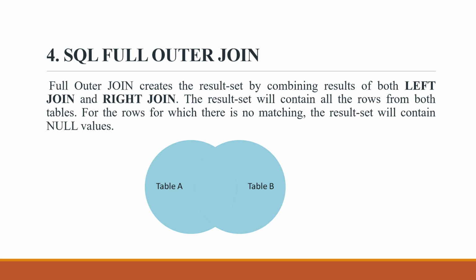It is the fourth type in SQL join, SQL full outer join. Full outer join creates the result set by combining the results of the left join and right join. The result set will contain all the rows from both tables. For the rows for which there is no match, the result set will contain null values. It selects records that have matching values in these columns and the remaining rows from both of the tables.